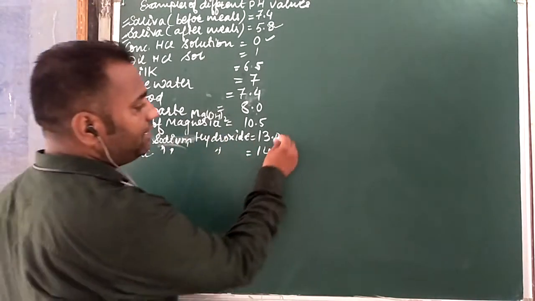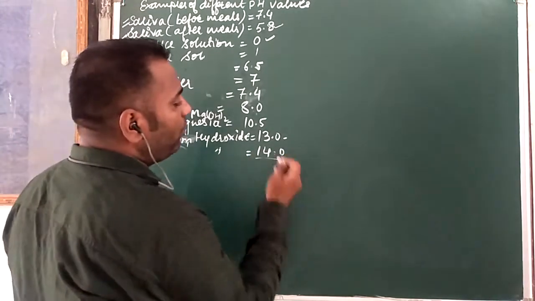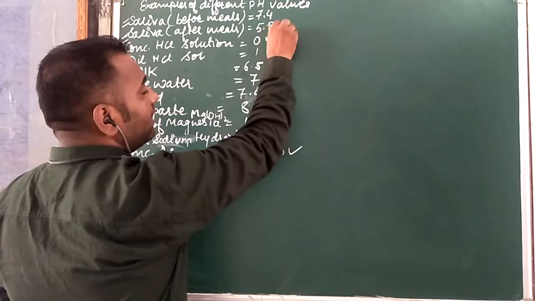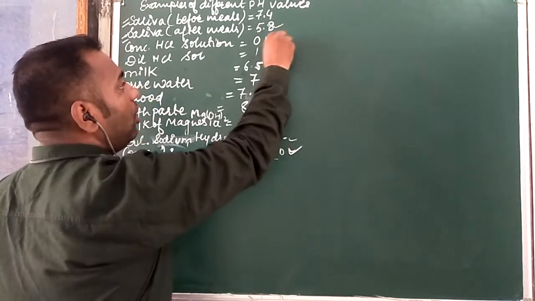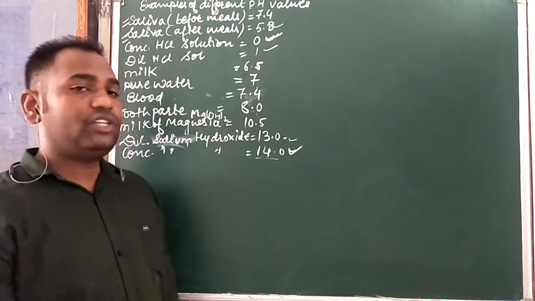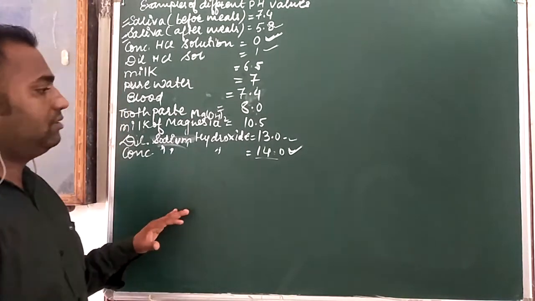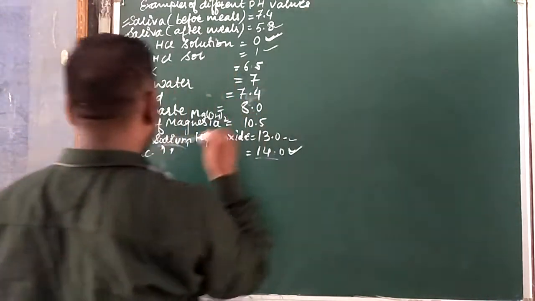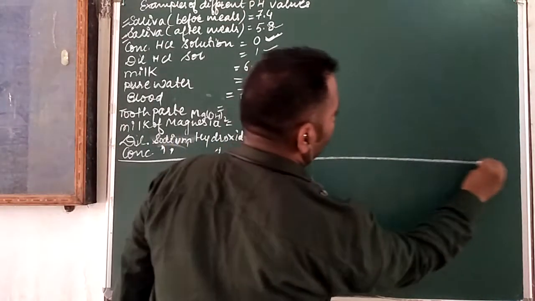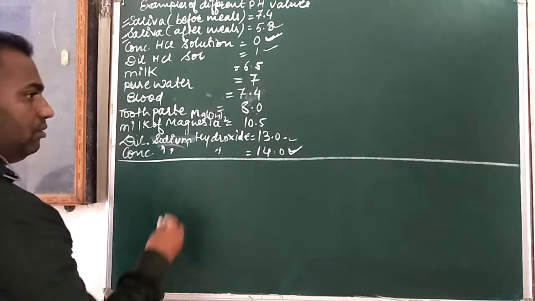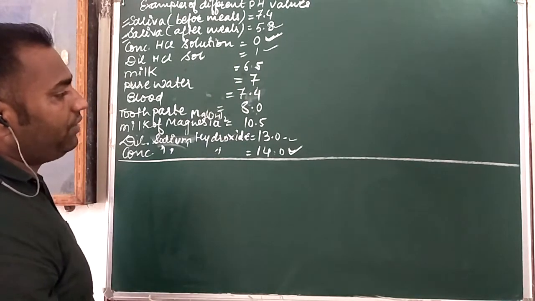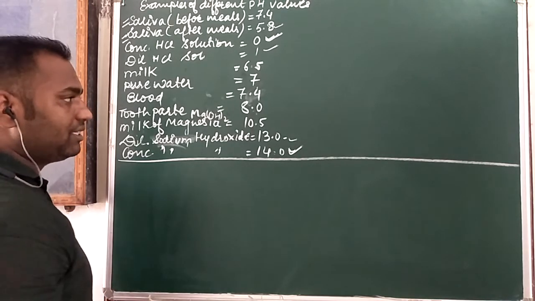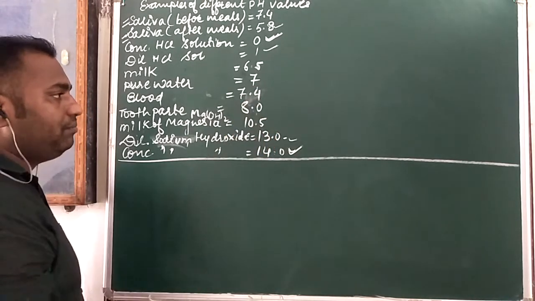After that, dilute sodium hydroxide 13.0 and concentrated is 14.0. So you see that conditions like 0 and 14, or 13 or 1, are of very corrosive nature and very harmful for us. Now here we are discussing the color values of different examples, different pH values. In between also many bases will come.